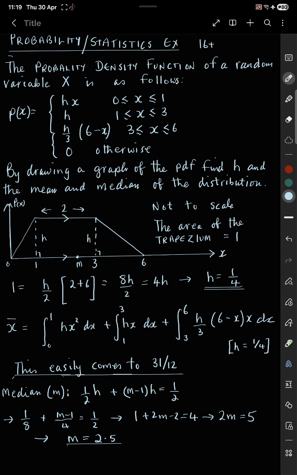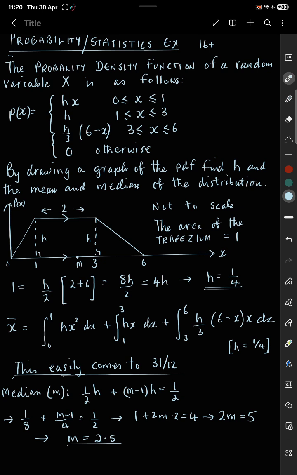So it's quite easy to see that this will come out as a trapezium, as shown there in the diagram. The two parallel sides will be 2 at the top and 6 at the bottom, and h is the distance separating those. The area of that trapezium has, by definition, got to equal 1. So 1 is equal to h over 2 times (2 plus 6), which is 8h over 2, which is 4h, and therefore h is 1/4.